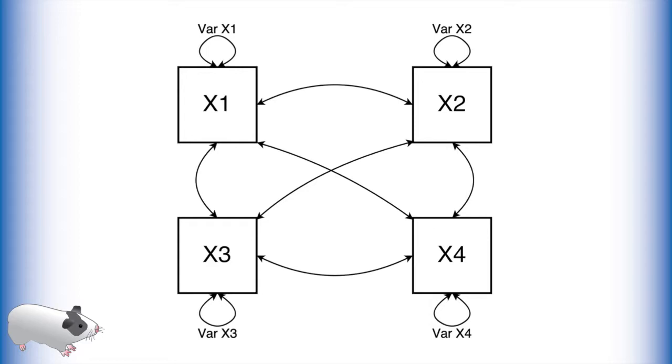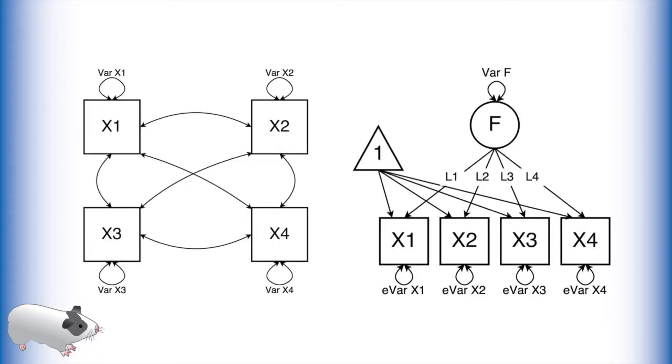But maybe there is a way to simplify this model. Maybe we do not need all these paths. That is where latent variable modeling comes in. In latent variable modeling, we assume that the covariances between our variables of interest are all due to the fact that something else is causing the variables to occur. And thus, any relationship between these variables is simply due to variation of that something else.